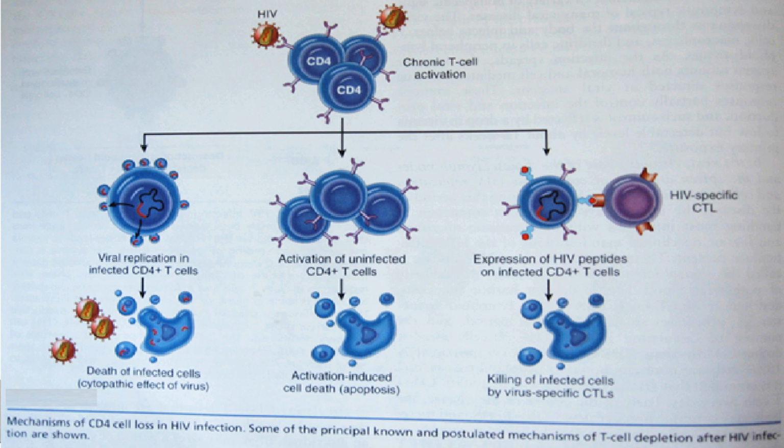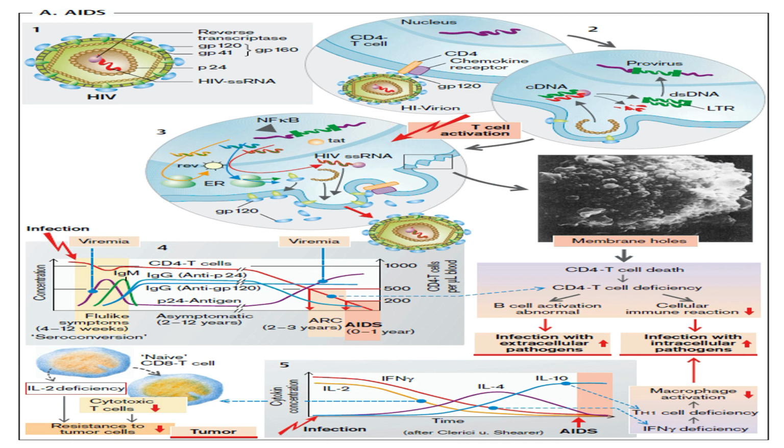The virus connects to the T cell, and this forms three groups: virus replication in infected CD4 cells, activation of uninfected T helper cells, and expression of virus peptides on infected T helper cells, with the final death of the infected cell. Next, activation-induced cell death and apoptosis. Next, killing of infected cells by T killer cells.